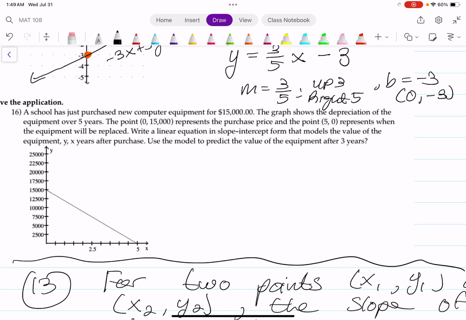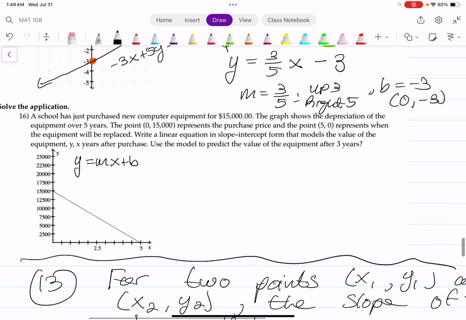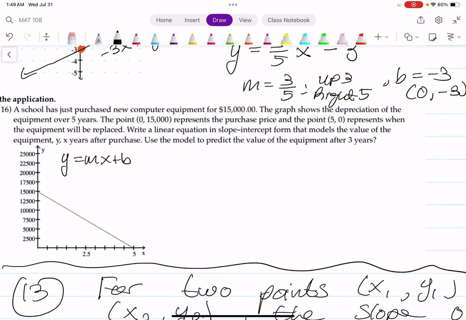So once again, I'm doing 16 up here. I want to find an equation in slope-intercept form, so I must find it in y equals mx plus b. Once again, m is the slope. We're not given an equation, so that means you have to find the slope and the y-intercept. But in our case, we already know what the y-intercept is. So the y-intercept, which is b, is 15,000. So we have the b. Let's just find the slope.